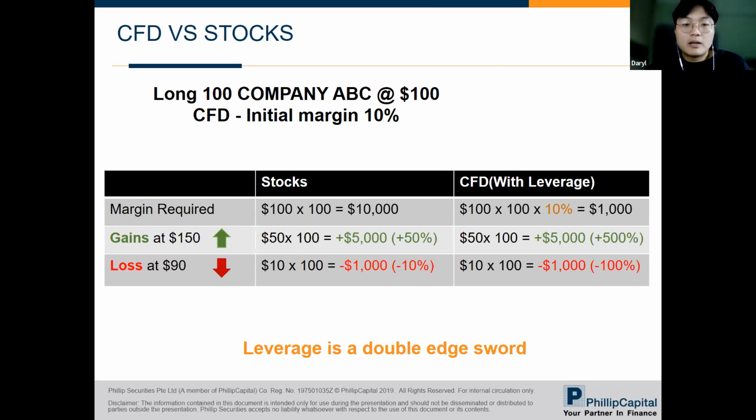Let us now share about the bearish side, when the market goes against you. Same thing: company ABC went down by $10, so we'll be losing $10 per share. For stocks, we'll be down by 1K, which is 10%. However, for CFD, we'll be down by 1K, which is 100%. So this is why leverage is a double-edged sword. It can amplify your gains and also magnify your losses.